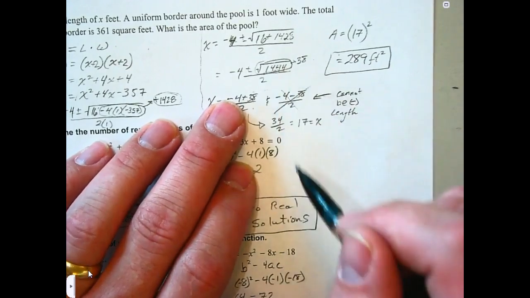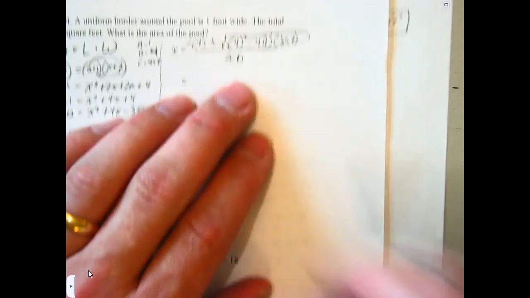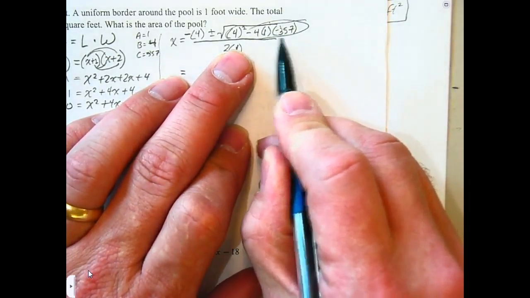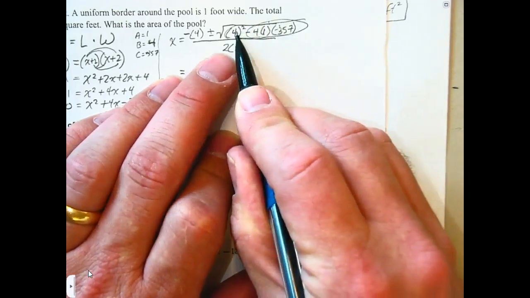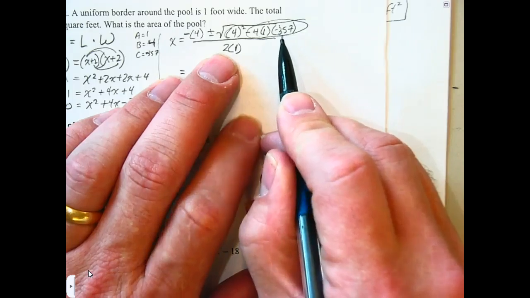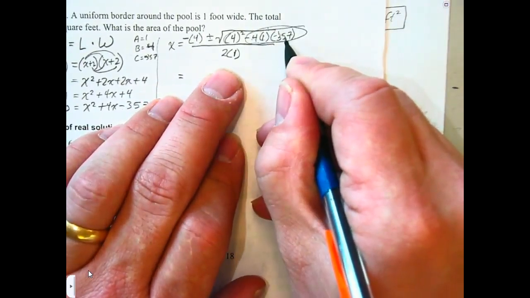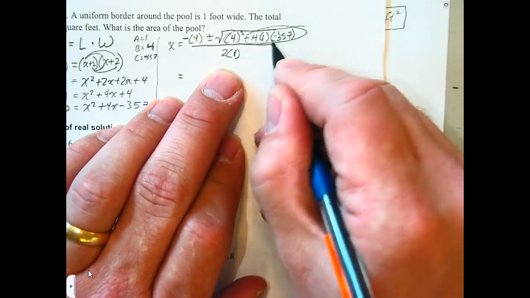Did you multiply it out? It's not 4. Notice right here, this is negative 4 times 1 times negative 357. That becomes plus right here. So that becomes 16 plus that. That's the first time we've encountered a negative right here. A negative times a negative is a positive. So it's 16 plus that.